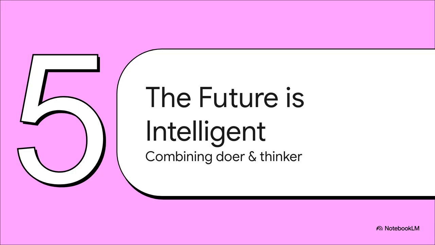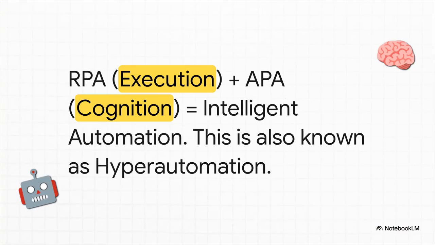So here's the crucial point. This isn't really about choosing one over the other. The real power, the future, comes from combining the doer and the thinker. The future is this equation, right here. You use RPA for its flawless, fast execution of simple tasks, and you combine it with APA for its cognitive, decision-making power. When you put them together, you get what we call intelligent automation, or sometimes hyperautomation.